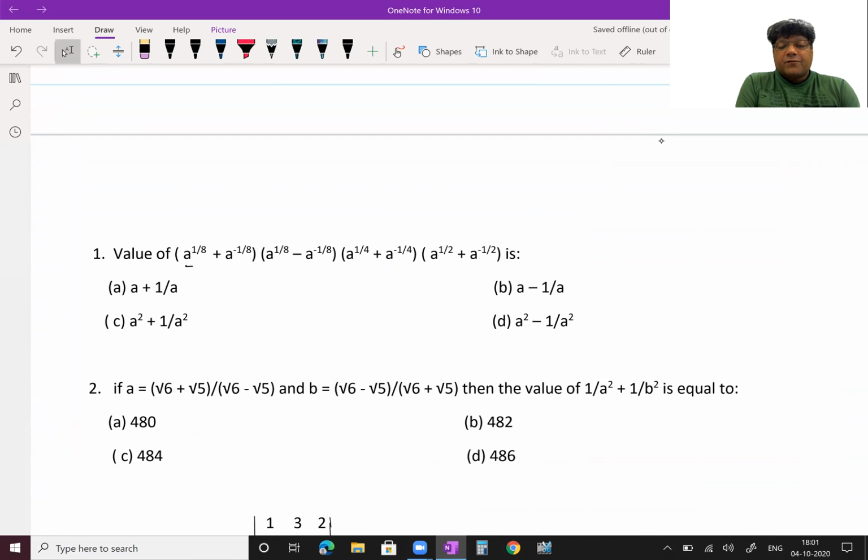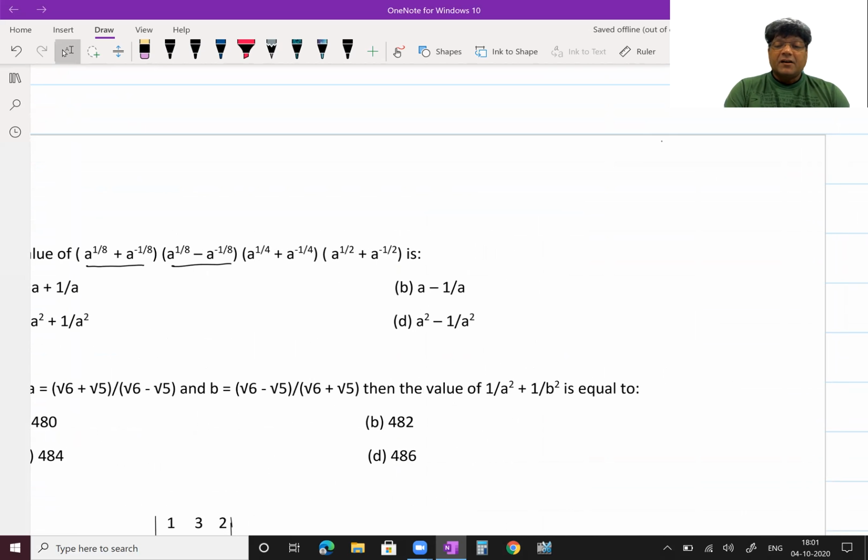Guys, see, the first two brackets, a to the power 1/8 plus a to the power minus 1/8, and a to the power 1/8 minus a to the power minus 1/8. They are directly the formula (a plus b) into (a minus b), so what will happen? a square minus b square. That means a to the power 1/8 whole square will be a to the power 1/4, and a to the power minus 1/8 whole square will be a to the power minus 1/4. This will be the result from the multiplication of the first two brackets.